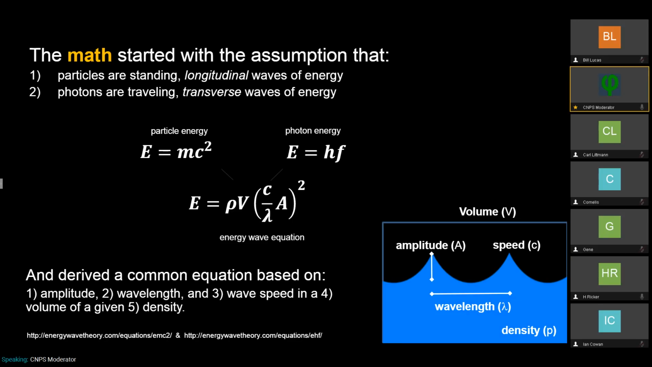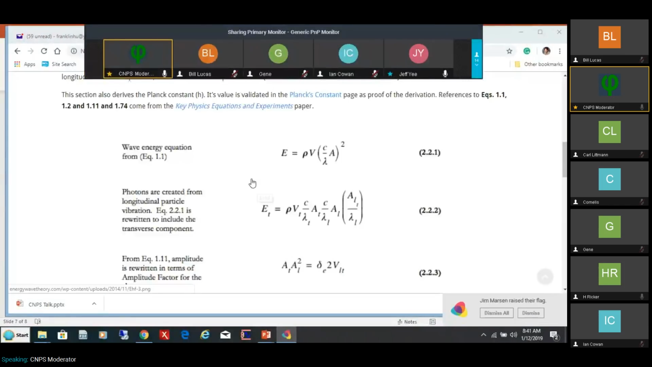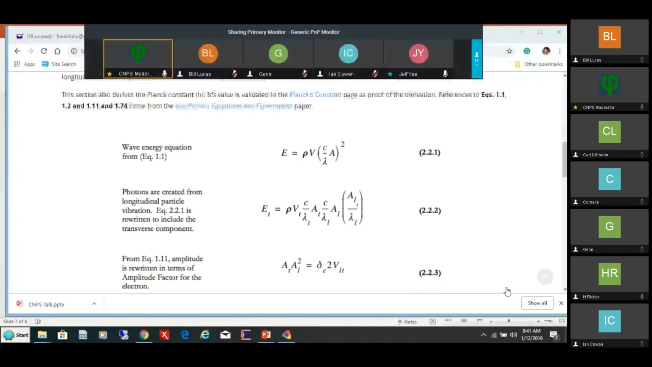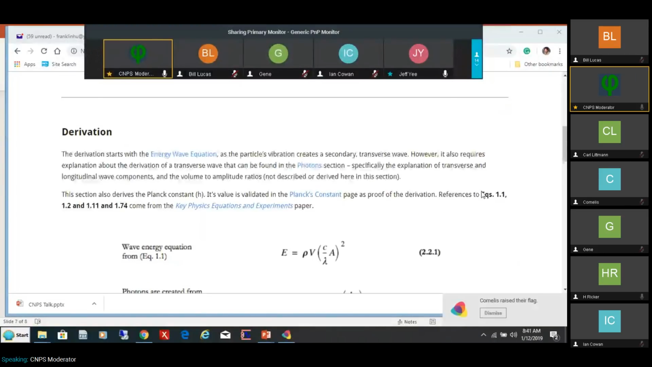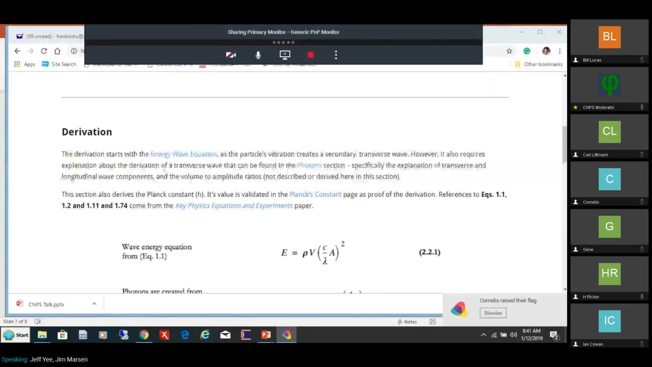Okay, I'm going to try and share my screen that has Jeff's screen on it. Do you guys see that? Jim, you have a question? Can you guys see that screen? I actually was looking at the screen and you flipped out of it.